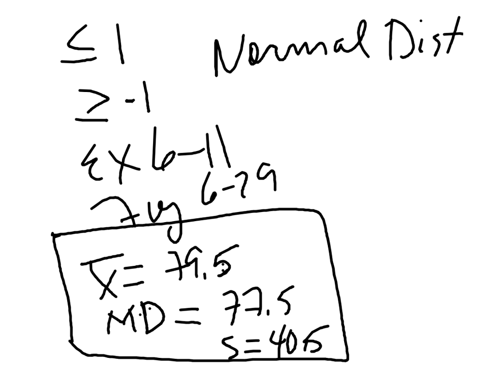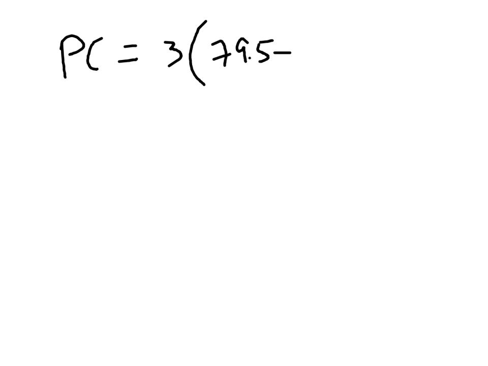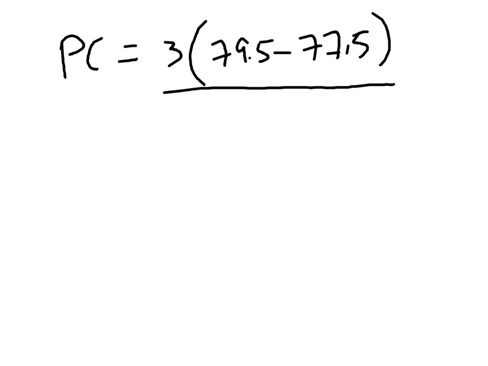then we can conclude that the data is approximately normally distributed, and we can use our standard normal distribution to find areas and make predictions and so forth. So our Pearson coefficient would equal 3 times the difference of our mean, which is 79.5, minus our median, which is 77.5, all divided by the standard deviation of 40.5.